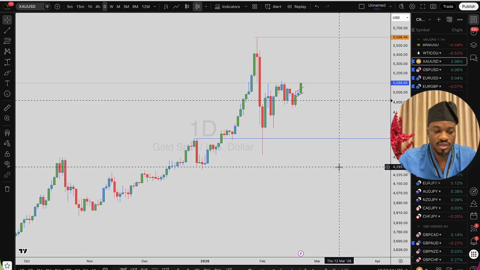This weekly forex market analysis is for the 23rd to 27th of February, year 2026. This week, we will check out gold, GBP paired against USD, Euro paired against USD, Euro paired against the Great Britain pound sterling, GBP paired against the Australian dollar and the US oil.